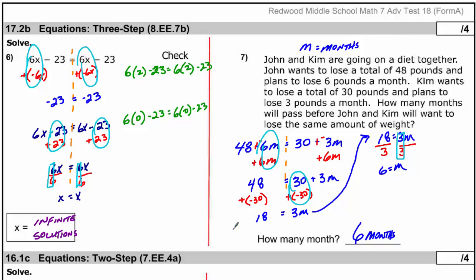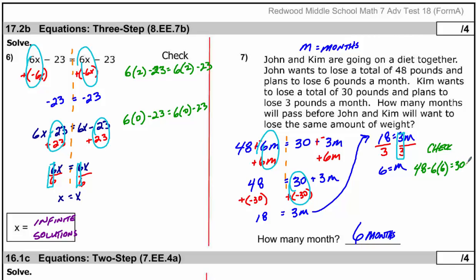At 6 months, they'll still have the same amount of weight to lose, according to this. Well, let's find out if that's true. Let's squeeze a check in right here. So for John, he's got 48 pounds to lose. He's going to lose 6 pounds. Let's see what happens after 6 months.